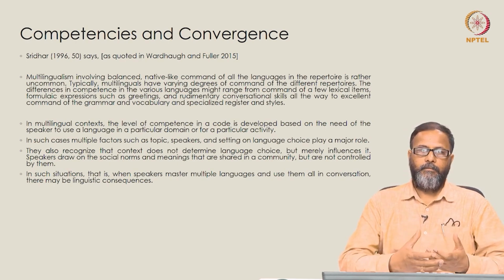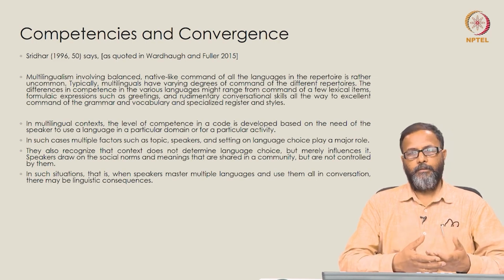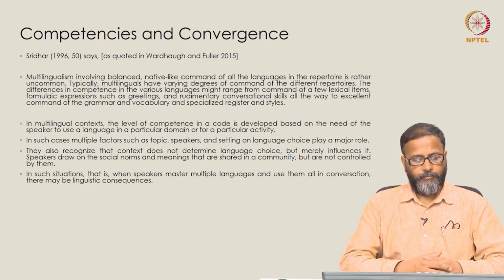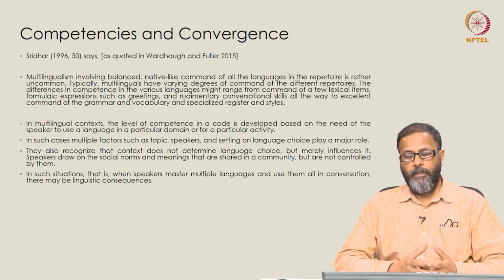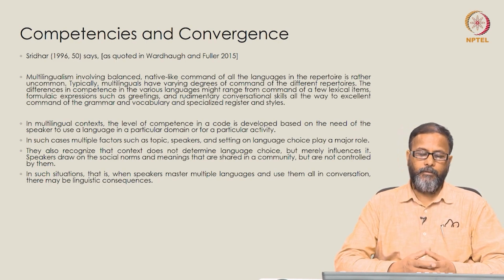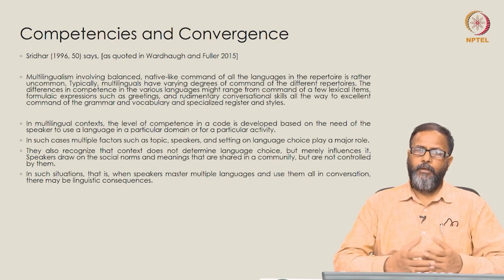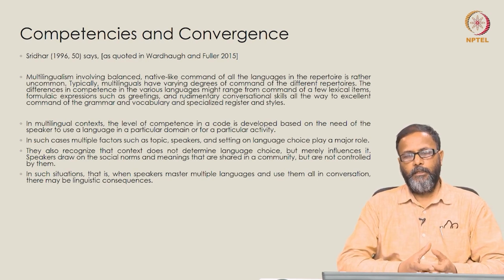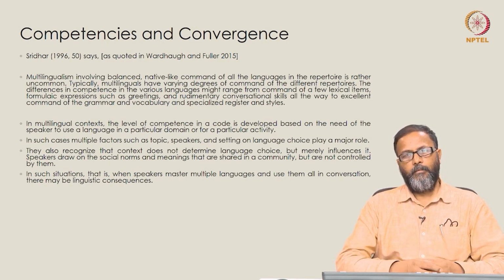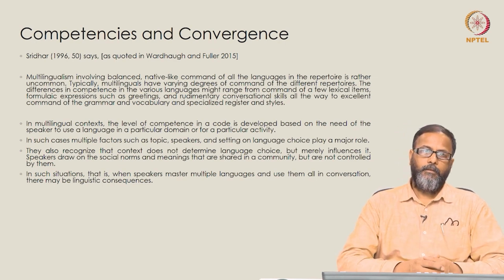So, this competency varies, and not necessarily if you know 5 languages, 4 languages, you have equal competency in all 4, right? So, we have to keep this in mind. In a multilingual context, the level of competence in a code or a language is developed based on the need of the speaker to use language in a particular domain or for a particular activity. And you can test this phenomenon on your own. If you have started with a home language in a particular area, let's take this example of a Tamil speaking community. If your mother tongue is not Tamil and you are staying in Chennai, you are born in Chennai, you are raised in Chennai, the capital of Tamil Nadu, you will be very proficient in your home language.